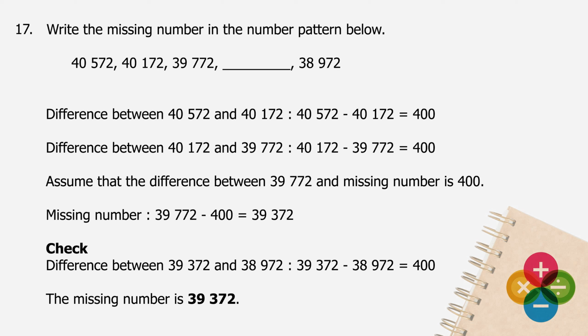The difference between 39,372 and 38,972 will be, subtract 38,972 from 39,372, and the difference is 400. The missing number is 39,372.